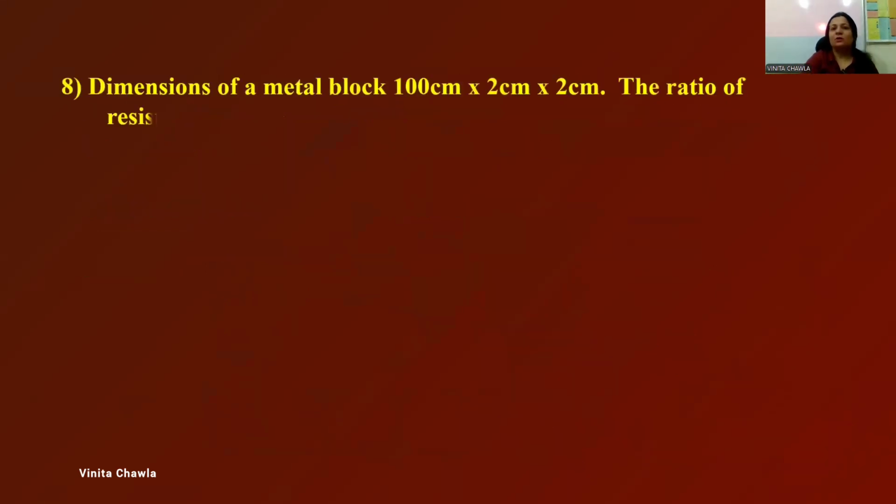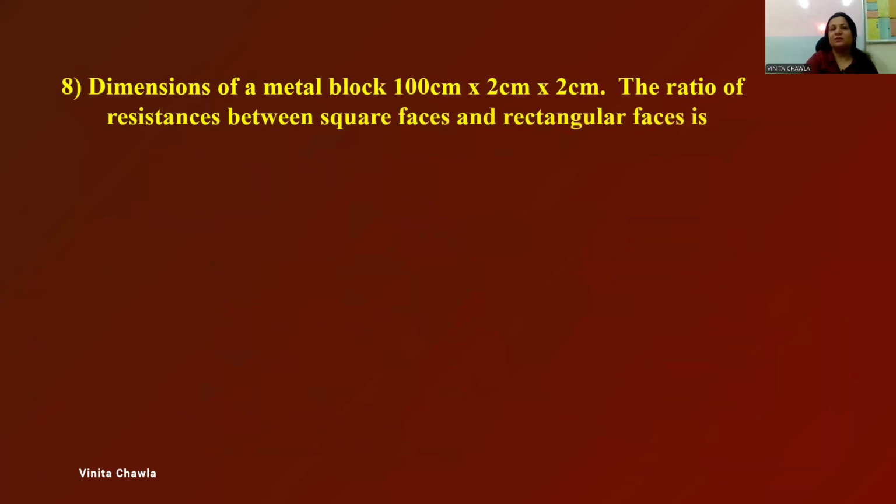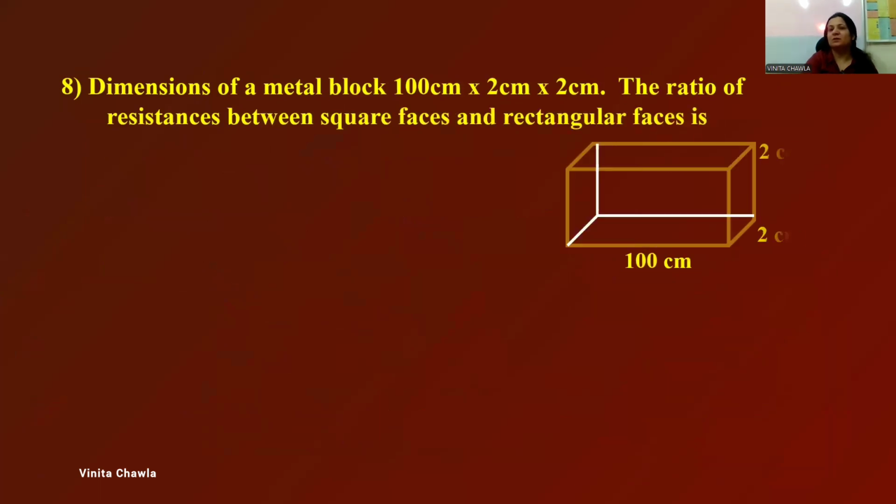Dimensions of a metal block are given. We have to find the ratio of resistances between the square faces and the rectangular faces. This is the metal block. In this cuboid, the length is unequal, and the breadth and height are the same, no? They are equal. These two faces are square faces and these two faces are rectangular faces. So what we have to find is the resistance across the square faces and the resistance across the rectangular faces. So we have these options. We have to find the ratio.